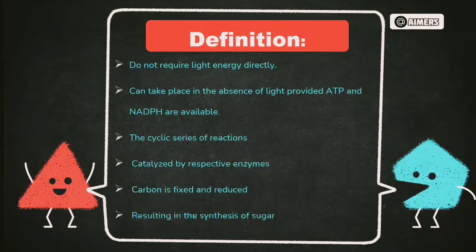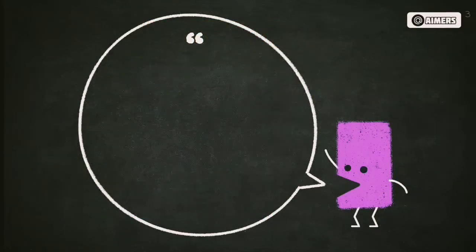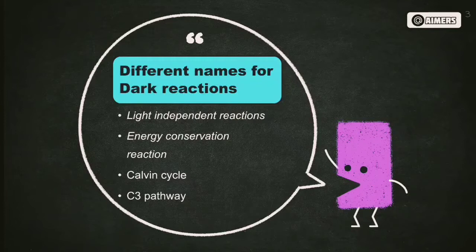Okay, got it? Now, we have assigned different names to dark reactions. First name is very obvious: light independent reactions. Second name is energy conservation reactions, because the chemical energy stored in ATP and NADPH is now transferred or conserved into carbohydrate. There is no energy conversion, while in case of light reactions, there was energy conversion from light energy into chemical energy. The next point is they are called the Calvin cycle because they were discovered by Melvin Calvin. Okay, so it's the name of a scientist.